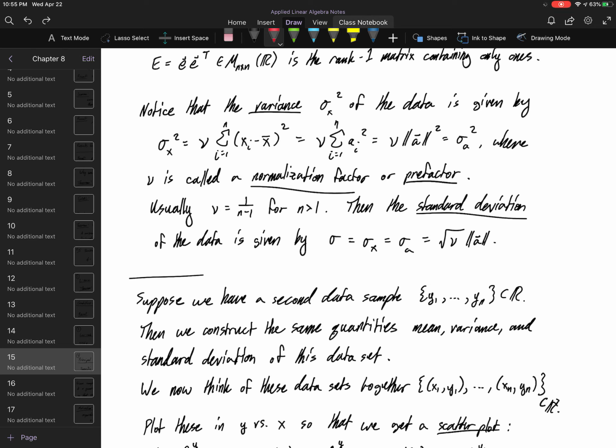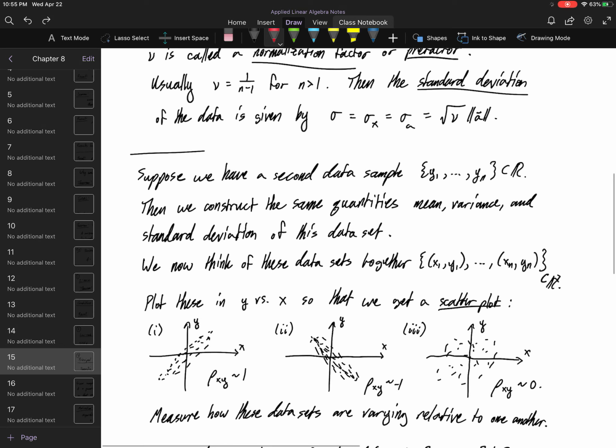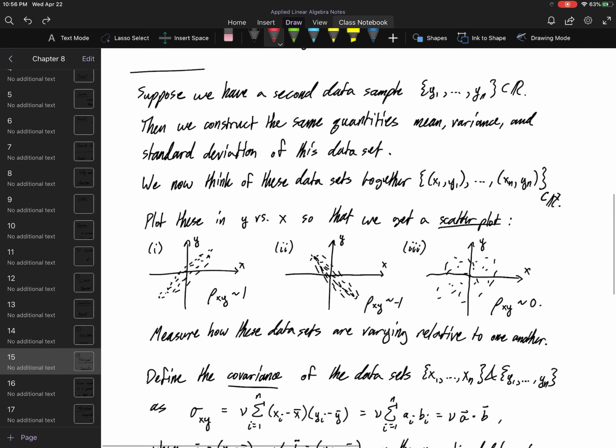Then we can go ahead and define not just the variance, but the standard deviation of our data set as being the square root of the variance, the positive square root of the variance. So all we're doing in this quick review is giving you an idea of what statistics looks like from a linear algebra perspective, or that we can use linear algebra to study statistics.